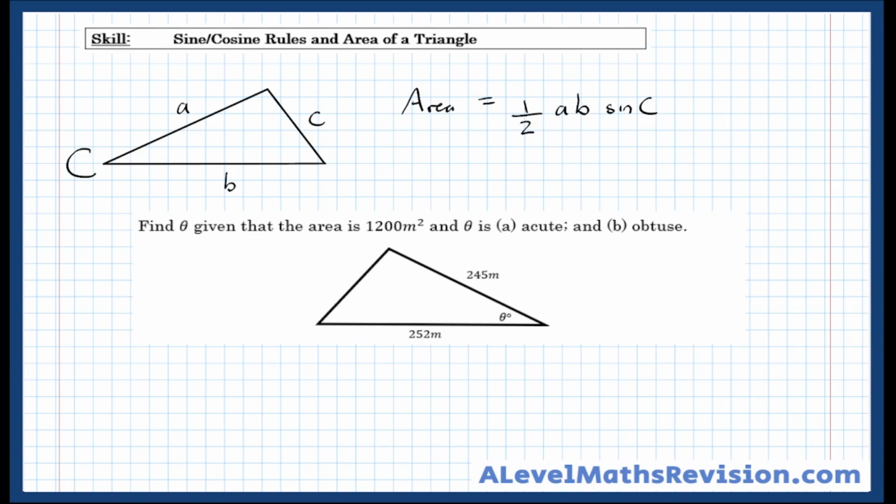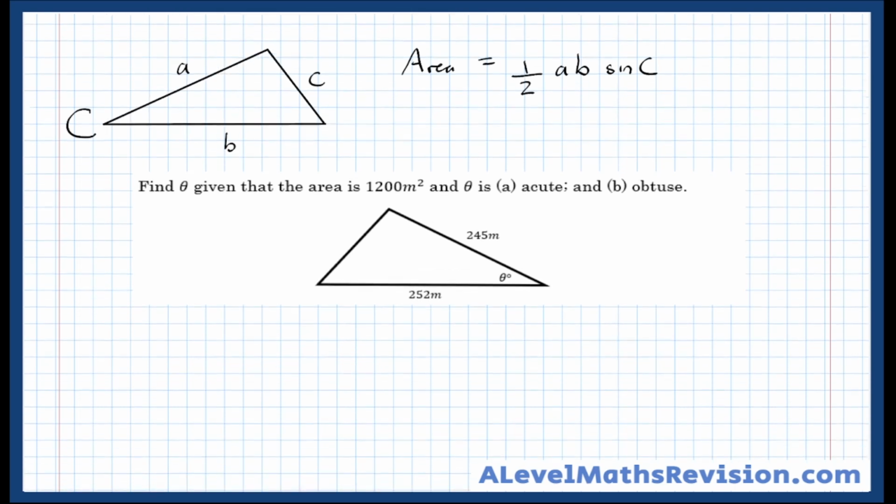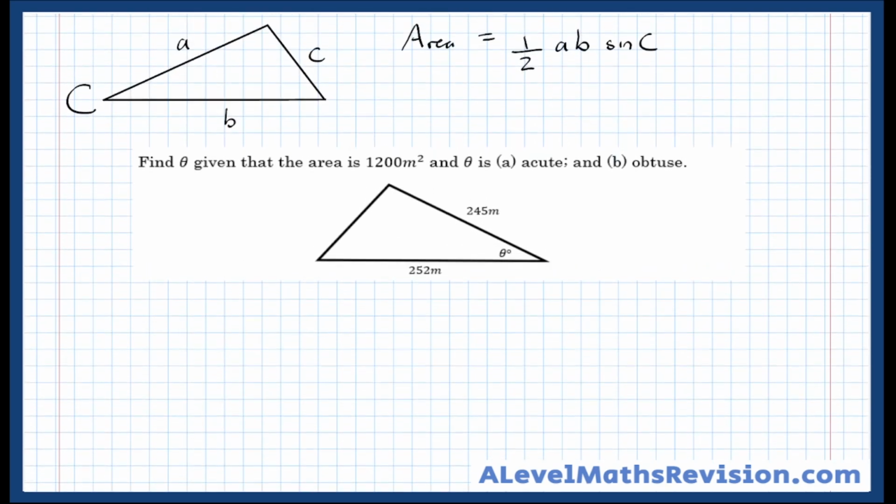And there's the example there. It says find theta given that the area is 1200 meters squared and that theta is (a) acute and (b) obtuse. So this is what I'm talking about by the ambiguous case. There are two answers, two possible triangles that have those given sides and area 1200.